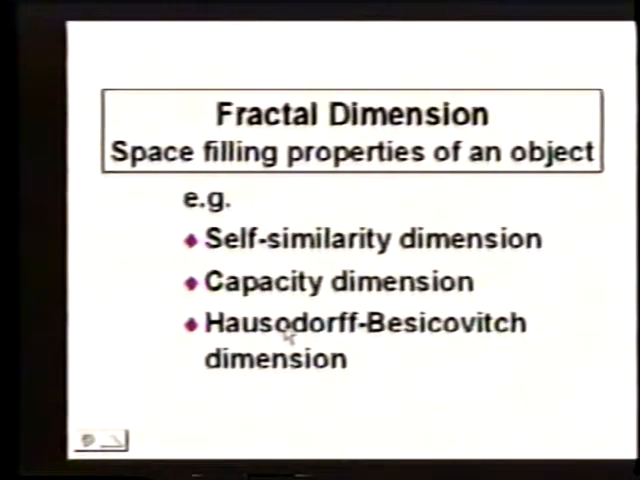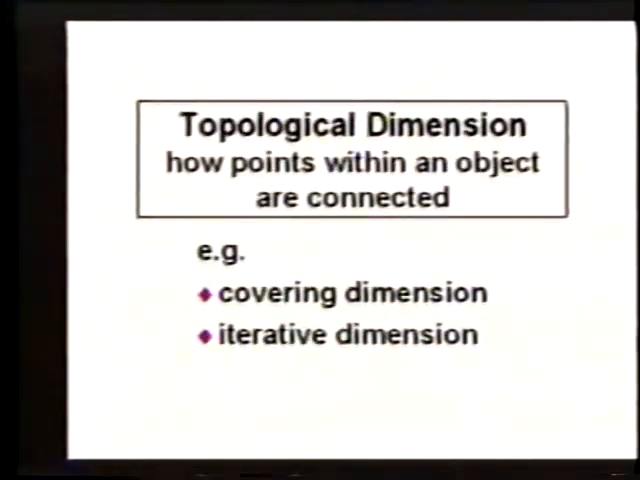Besicovitch was Russian. Hausdorff was probably German, but I don't remember. And we're going to see examples of each of these. But before we see that, we're going to see this other type of dimension called the topological dimension. And the topological dimension is different than the fractal dimension.